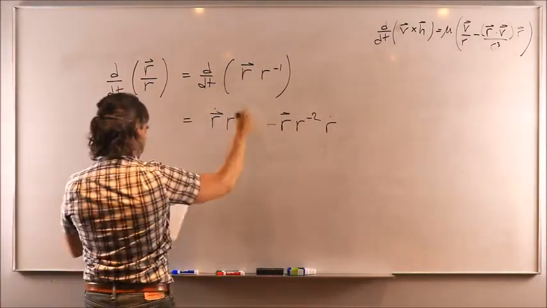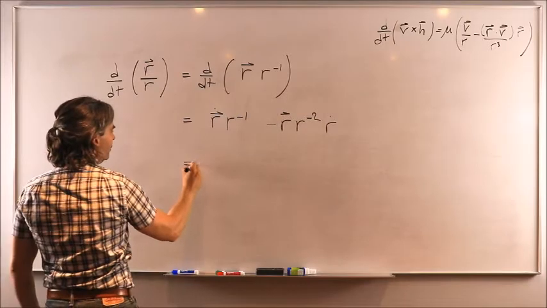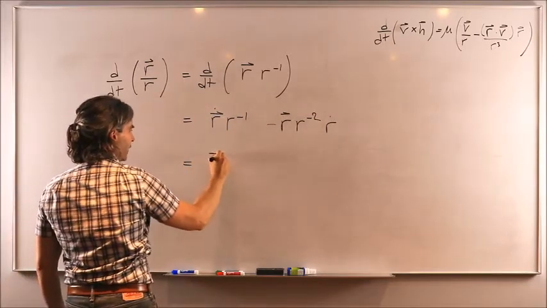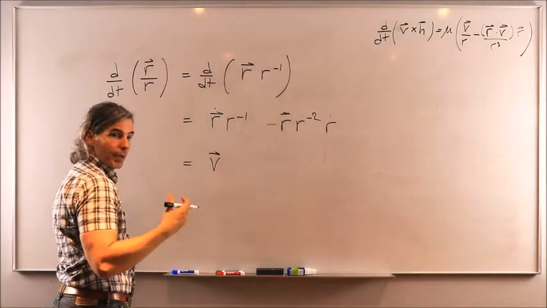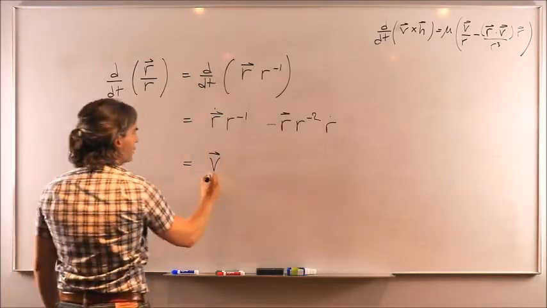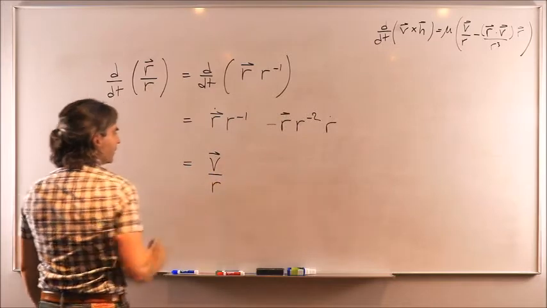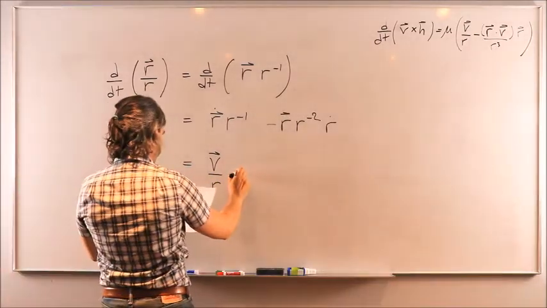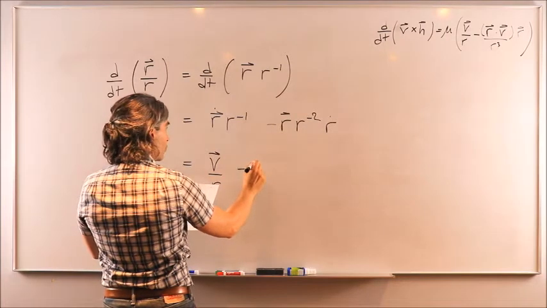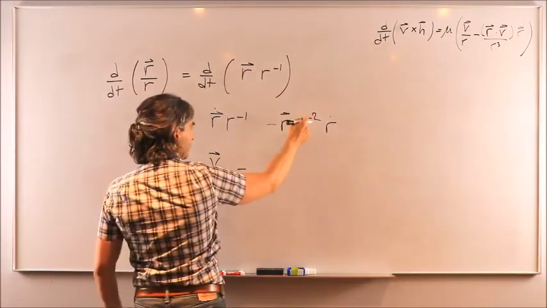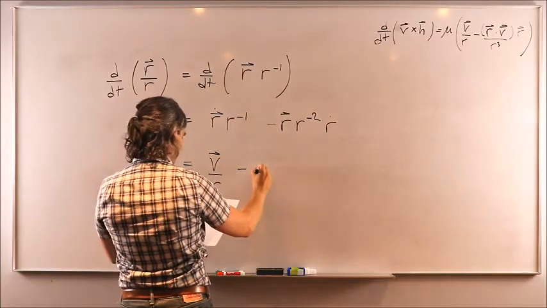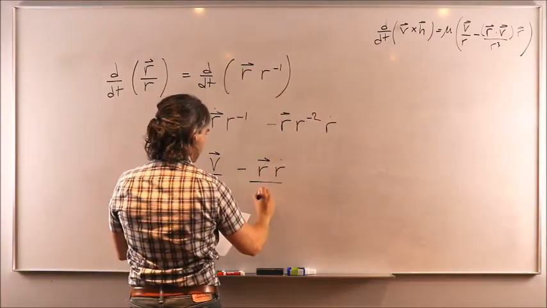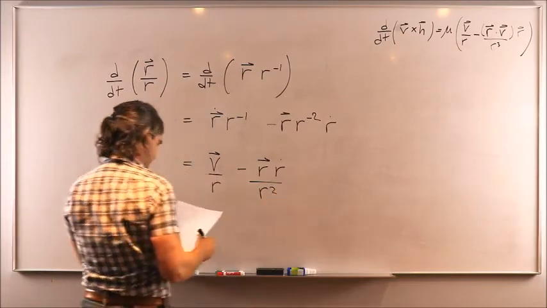I'm going to write this expression slightly differently by recalling that r inertial derivative is my velocity vector of the spacecraft with respect to m1, this is v, over the distance between the spacecraft and the planet. And here I'm just going to pull the r squared on the bottom. So minus position vector times r dot over r squared.